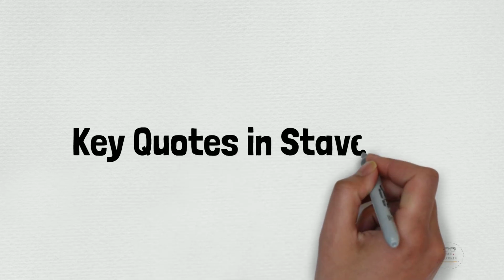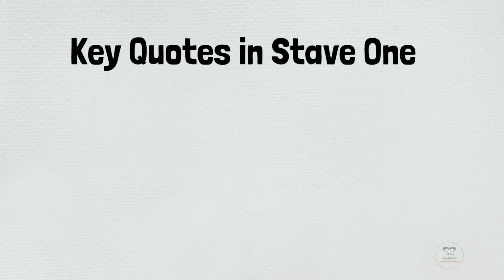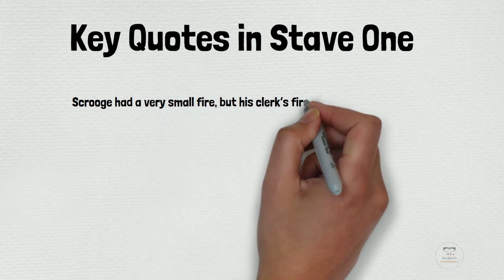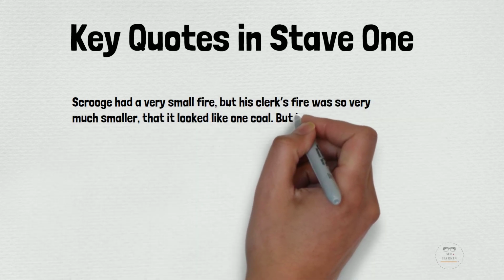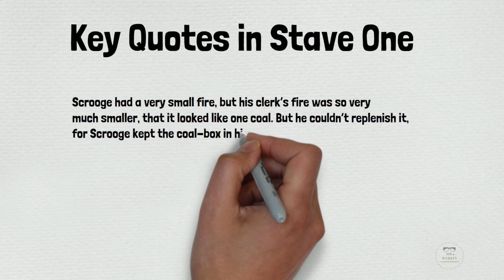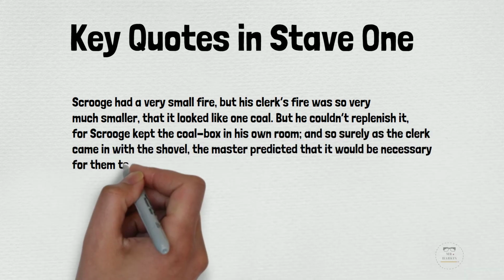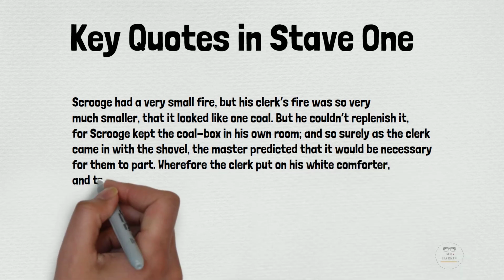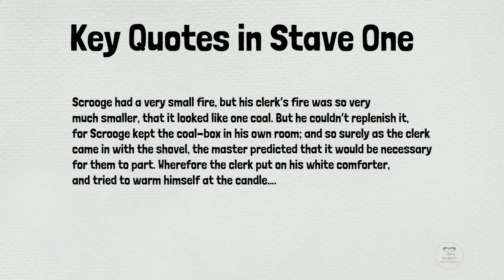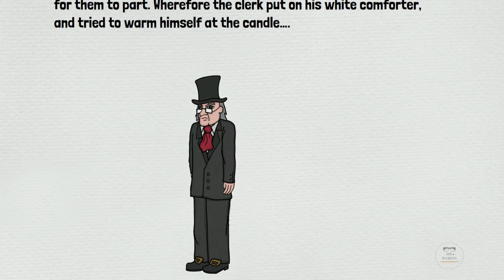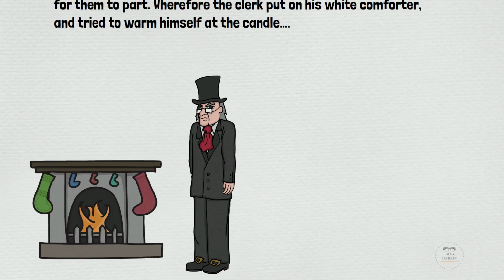Let's look at this quote, shall we? Scrooge had a very small fire, but his clerk's fire was so very much smaller that it looked like one coal, but he couldn't replenish it, for Scrooge kept the coal box in his own room. And so surely as the clerk came in with the shovel, the master predicted that it would be necessary for them to part. Wherefore the clerk put on his white comforter and tried to warm himself at the candle.